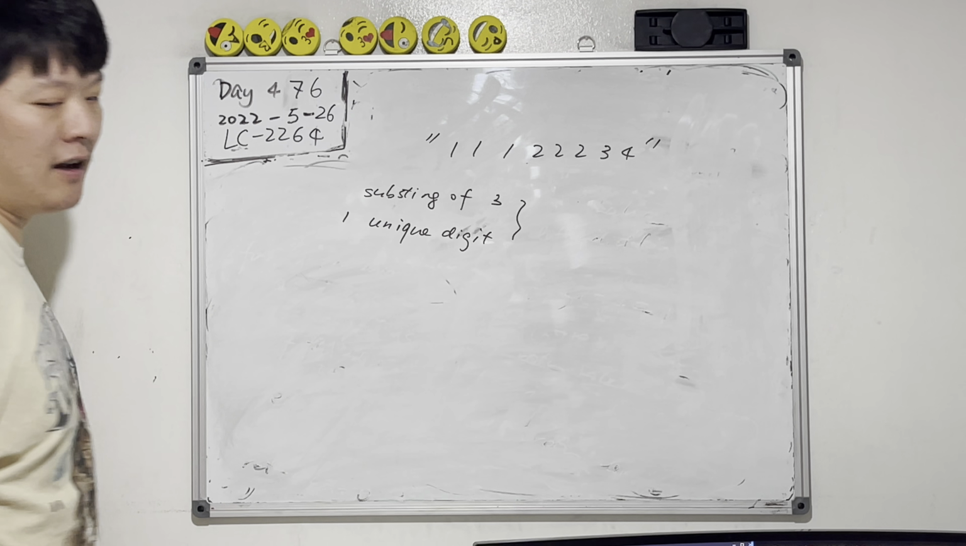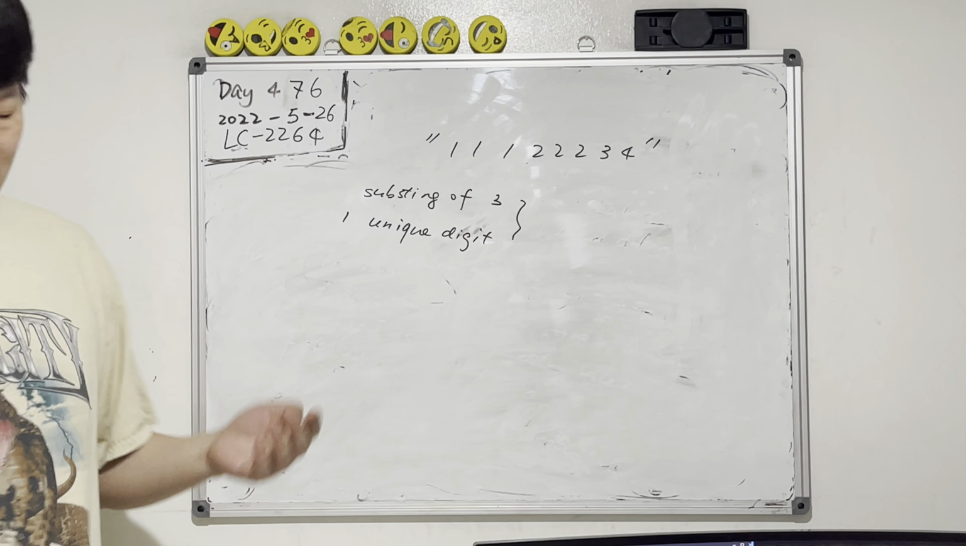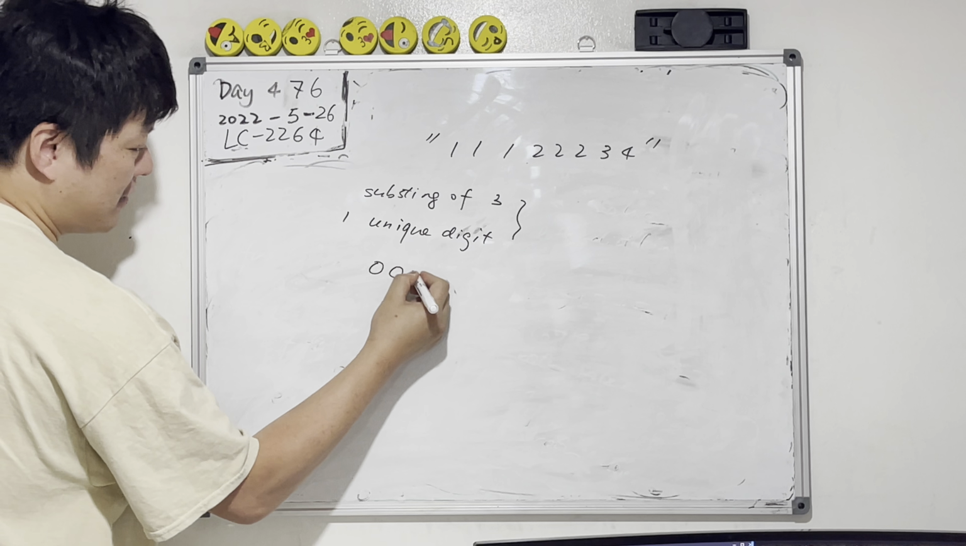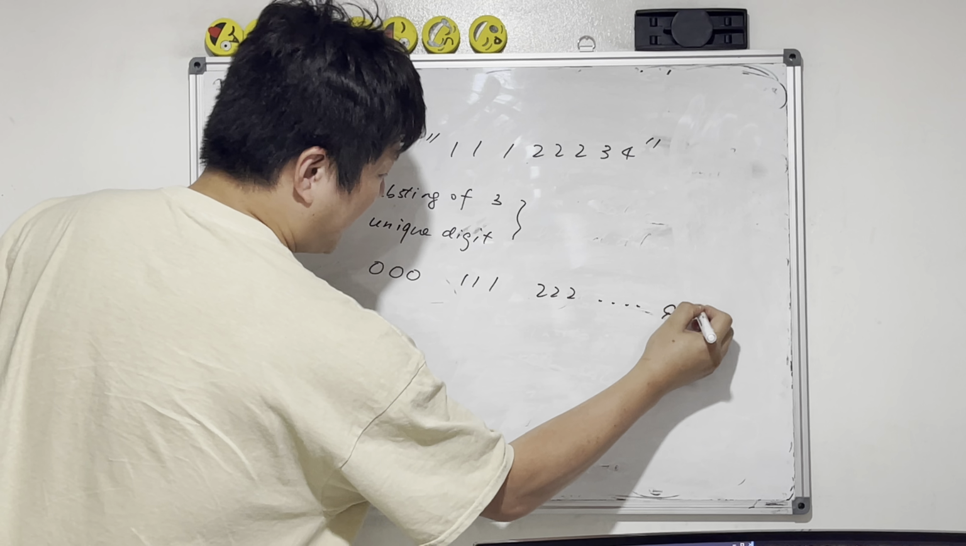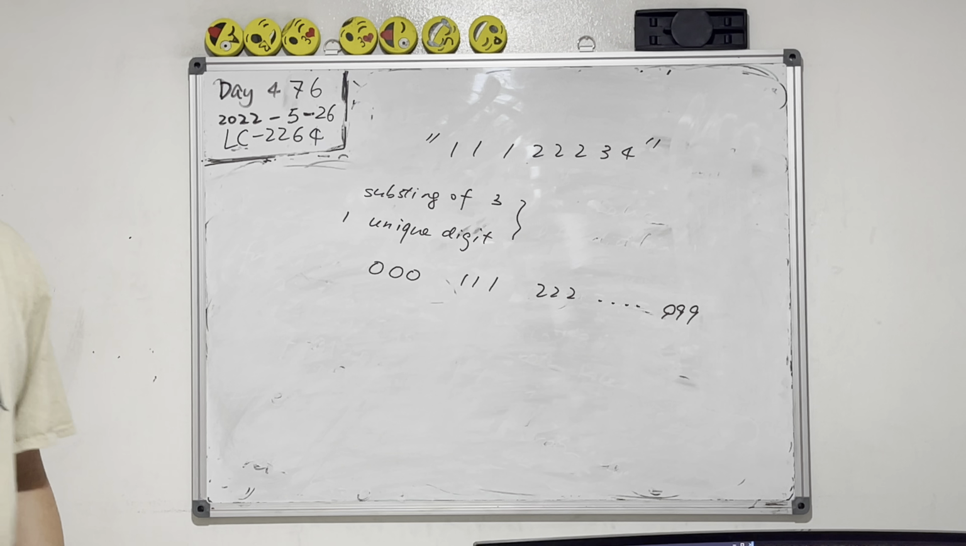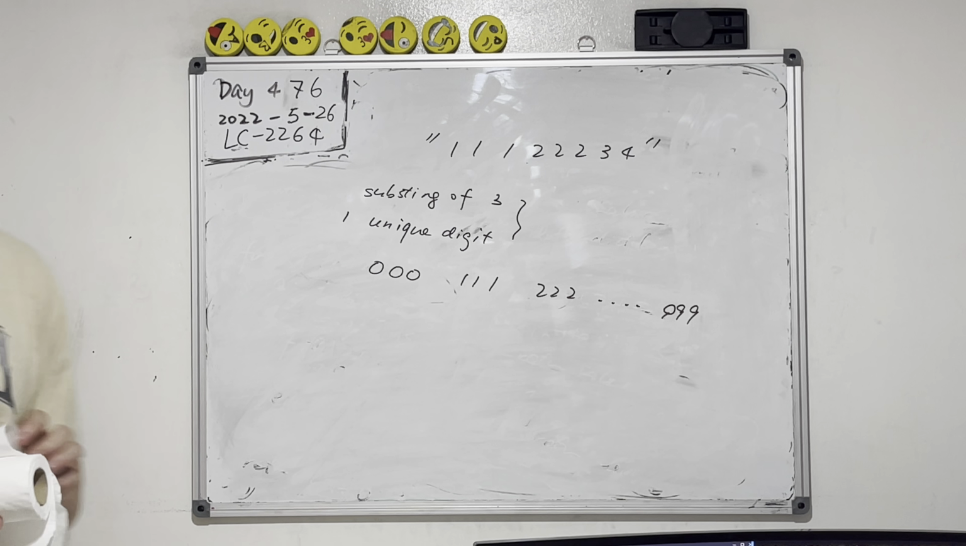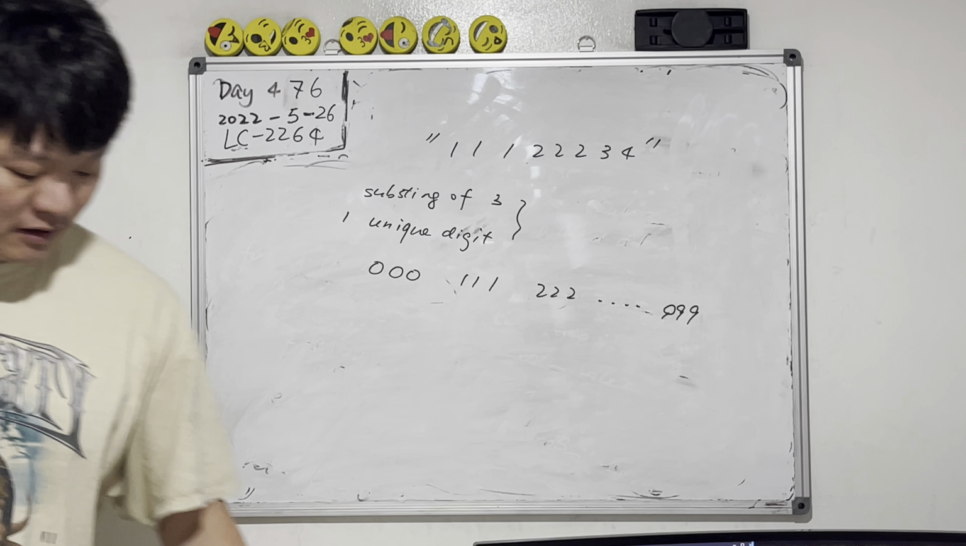This means there are only 10 possibilities, right? 0, 0, 0, 1, 1, 1, 2, 2, 2, etc. to 9, 9, 9. Simple. So what's your source? Brute forcing. How do we brute force? Obviously, checking every possibility.